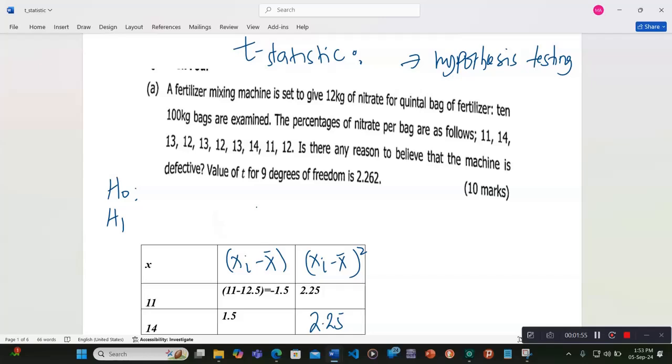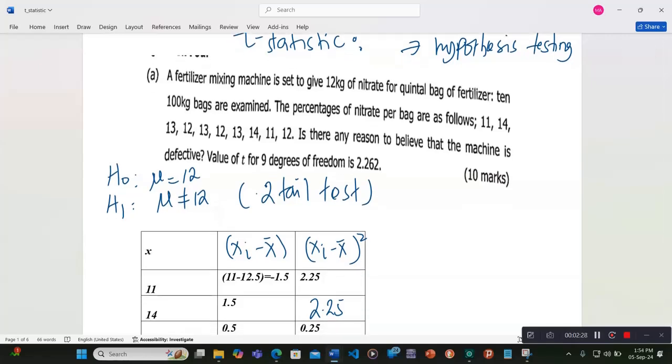So since we are talking about a mean of the population, we shall say that the null hypothesis is mu equal to 12. And then if it is defective, then it does not give mu equal to 12. So therefore, the alternative hypothesis becomes mu is not equal to 12. So this is going to be a two-tailed test. So how do we proceed?